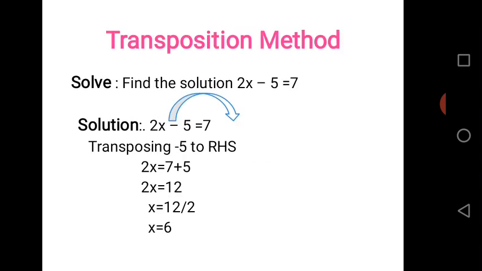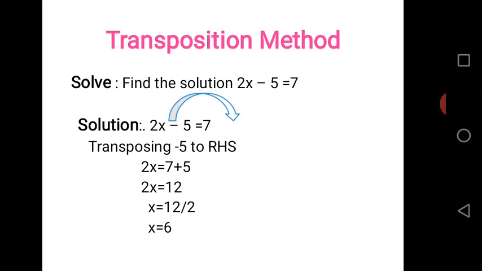Now students, the same example we can use transposition method and we can find the value of x. Here see, I have shown arrow means I am shifting the minus 5 to RHS. When we transpose minus 5 to the right hand side, negative will become positive, as we know addition and subtraction are inverse operations. Then we will get 2x is equal to 7 plus 5. So 2x is equal to 12.